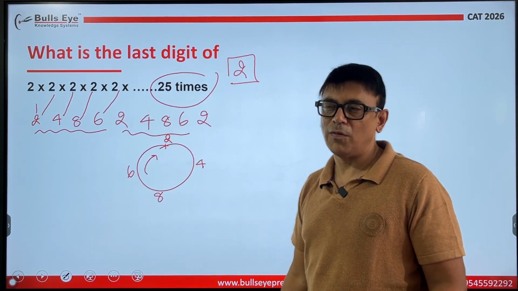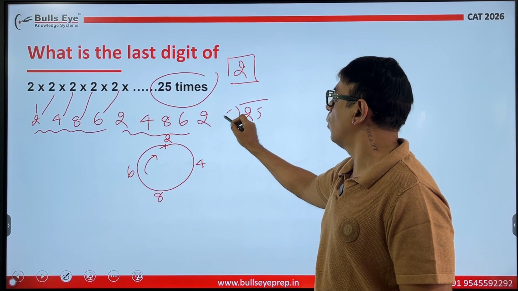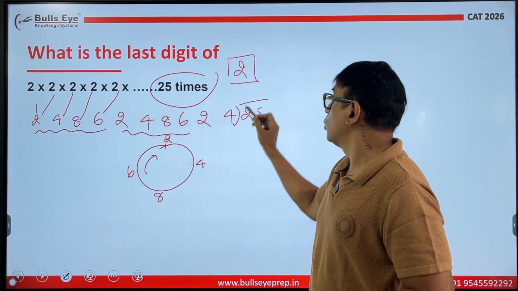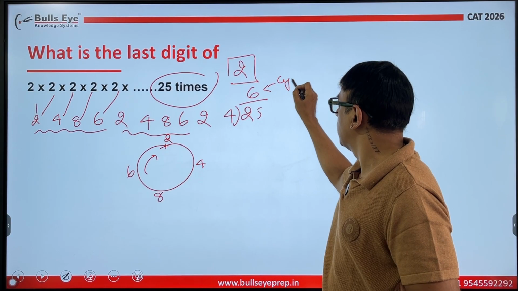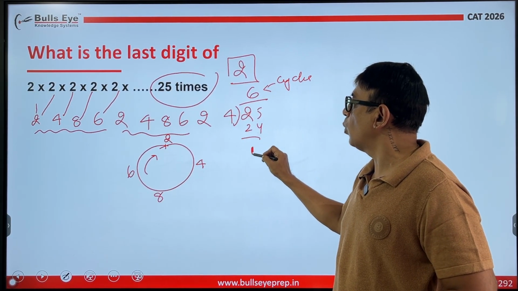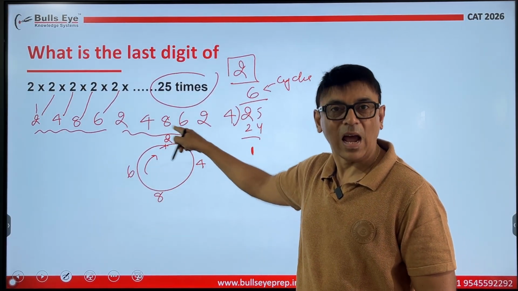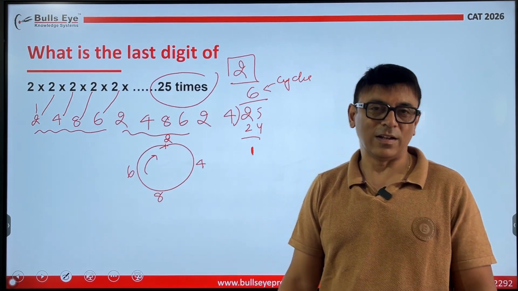So the other way we will do is, we will simply divide 25 by 4. Why 4? Because there are 4 stops in one cycle. So there are 6 complete cycles, and now we have 1 stop for the new cycle. So 6 complete cycles, and then we start from 2. So it acts as a 2.